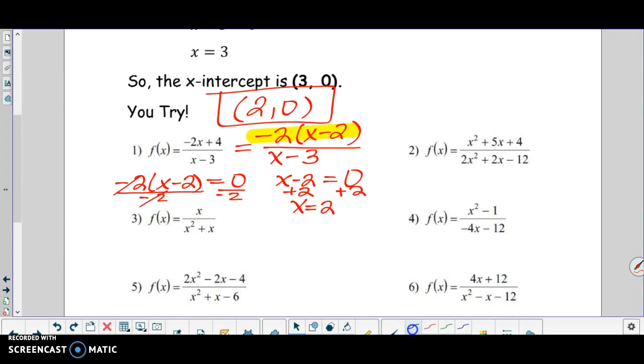Yeah, we're only looking at the numerator for x-intercept. That's it. Okay, that's the rule. Yes?